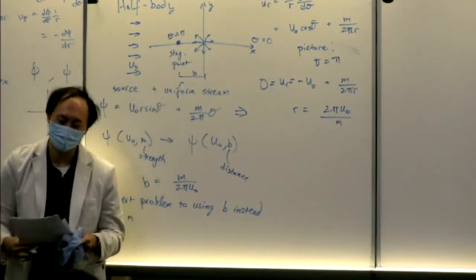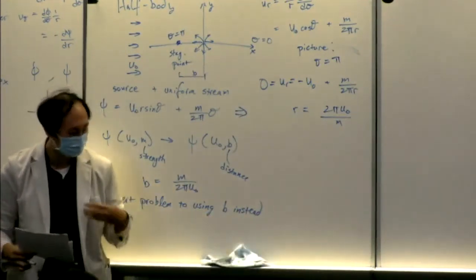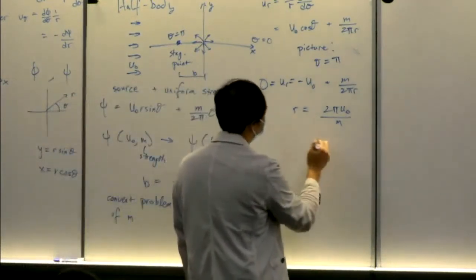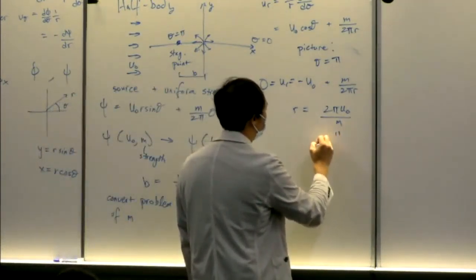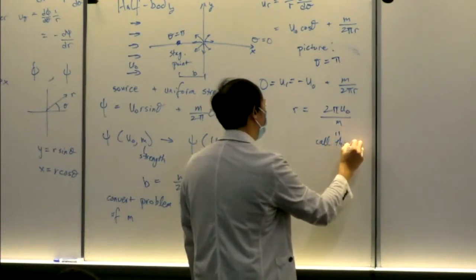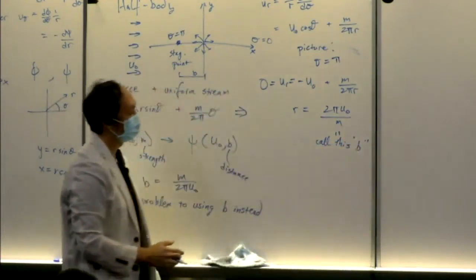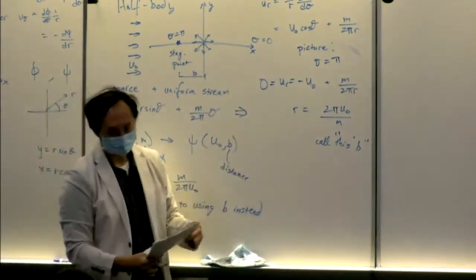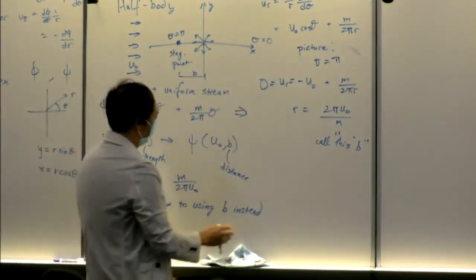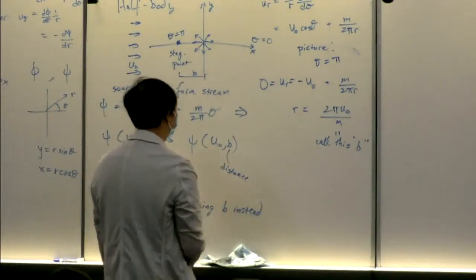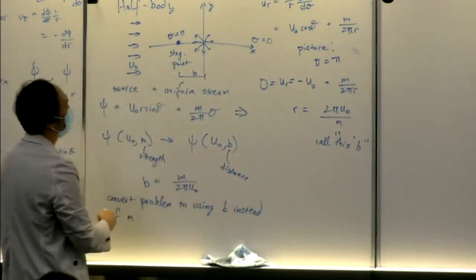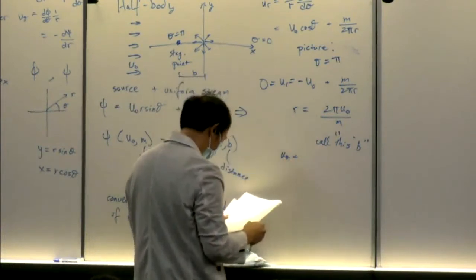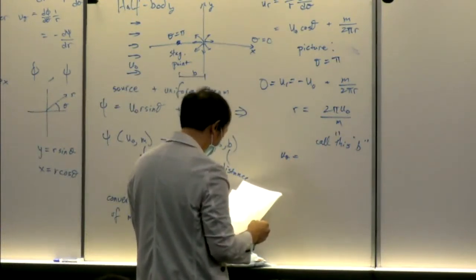You use the picture to figure out what theta should be. Once you have theta, you figure out what R should be. And R, in this case, we call B, because if U naught and M are given, you know what B is. And so that's how we got this. And you can show similarly that U theta is going to be 0 at that point as well.